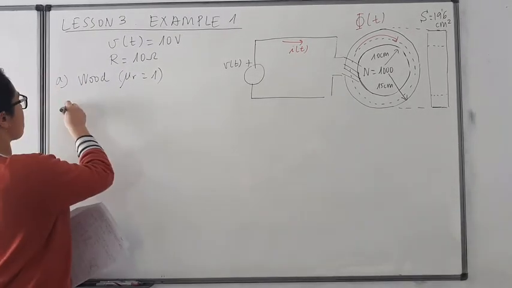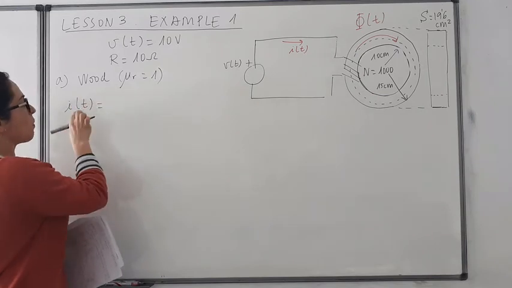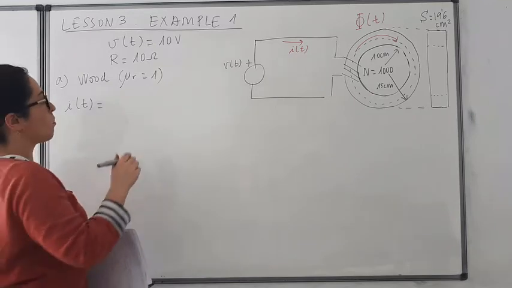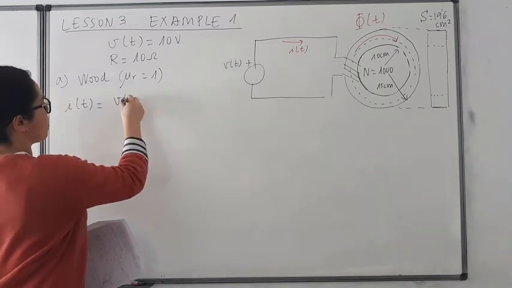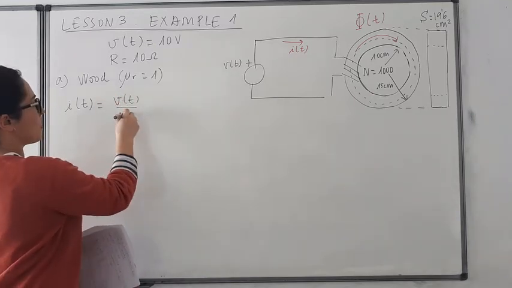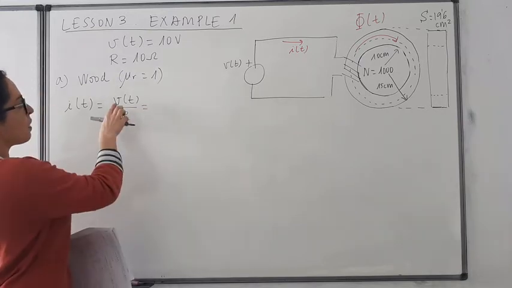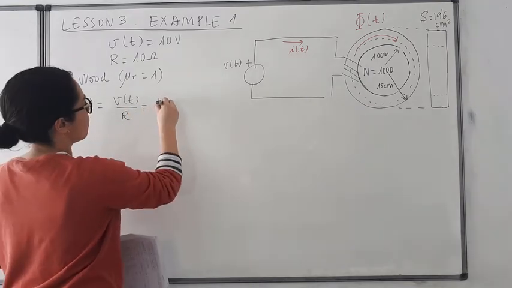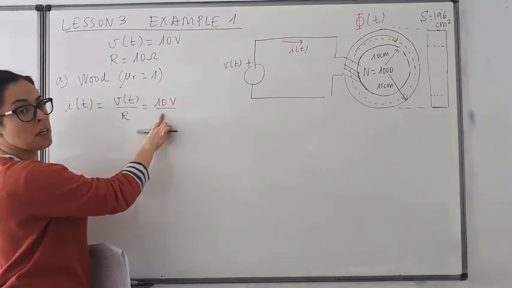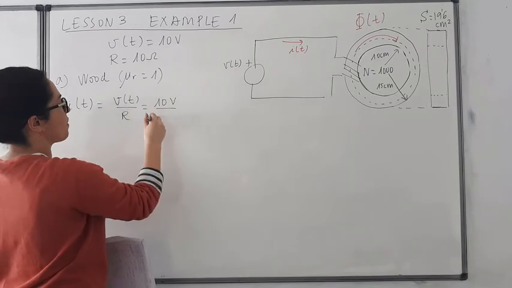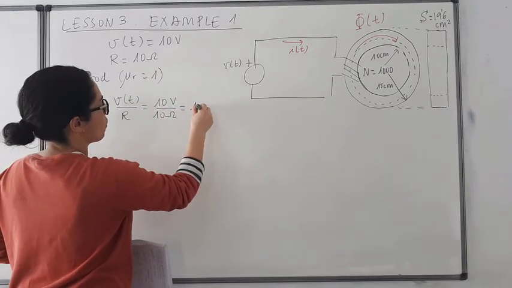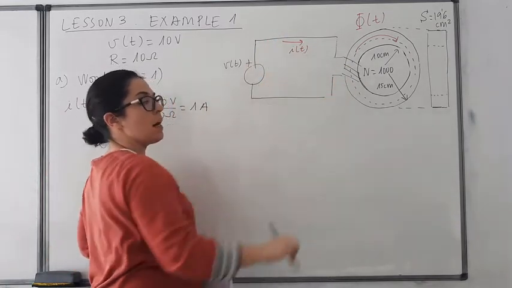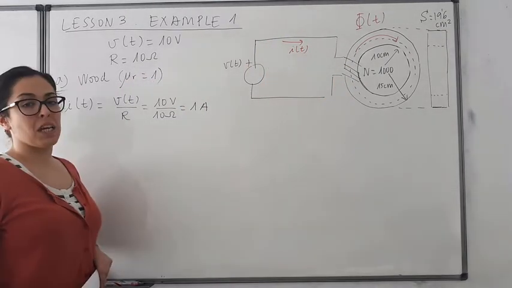So the first thing that we need to calculate is the current, and we are going to do so by applying Ohm's law. So we are going to divide the voltage by the resistance, okay? Here the voltage is constant. It does not depend on time. It does not vary over time. And the resistance is 10 ohms. So your current is going to be 1 amp, which is flowing here, and it's constant over time.